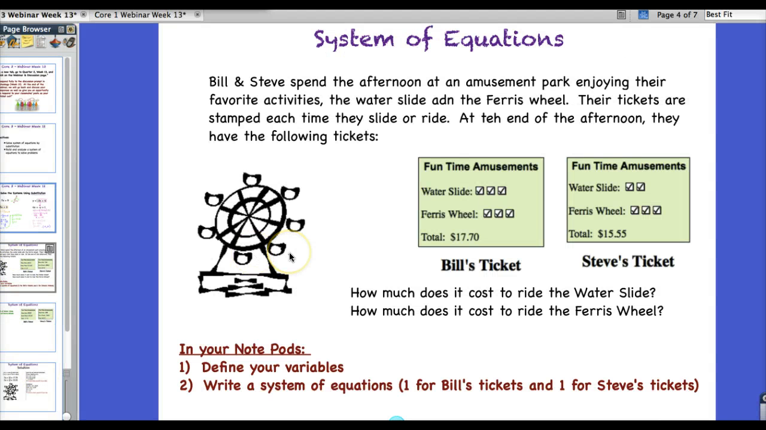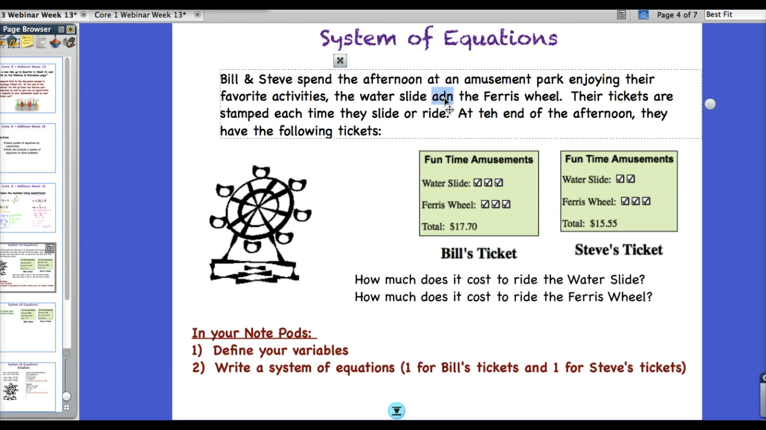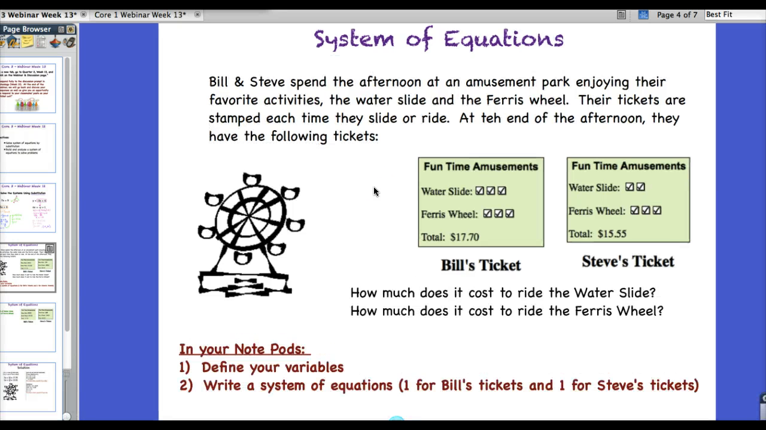Here we go. Okay. So in your notepads, you guys are going to do this problem. I'll kind of start you off. These two guys, Bill and Steve, spend the afternoon at an amusement park enjoying their favorite activities. They have a water slide and the Ferris wheel, and it's not spelled correctly. That's what they like to do. It's a ginormous Ferris wheel, and that's why they like it so much. Their tickets are stamped each time they slide or ride.